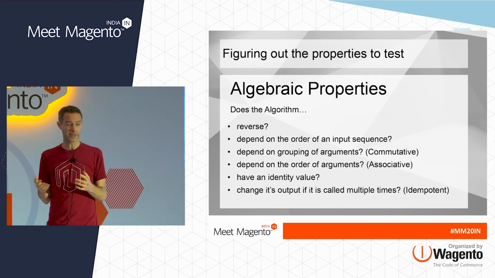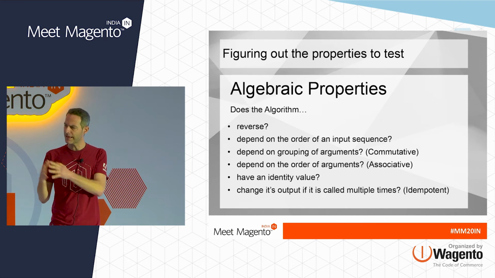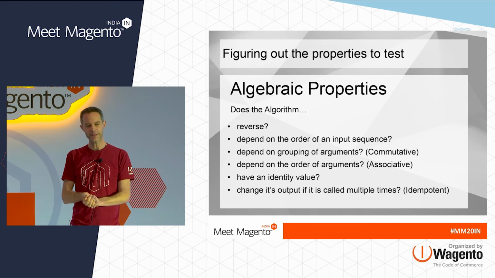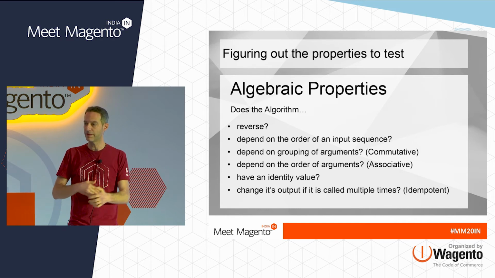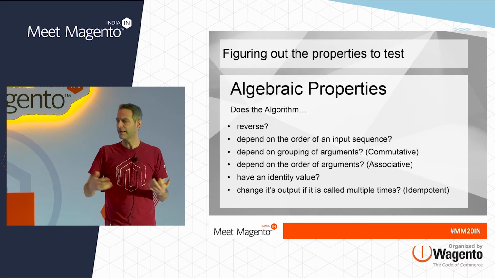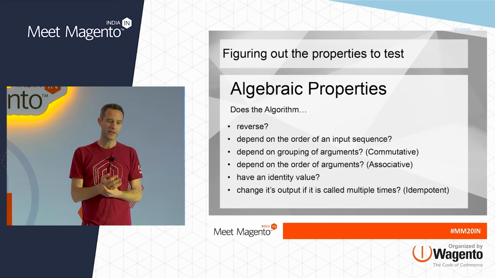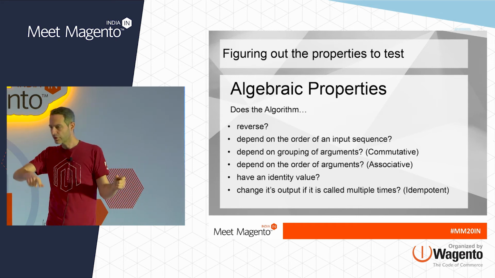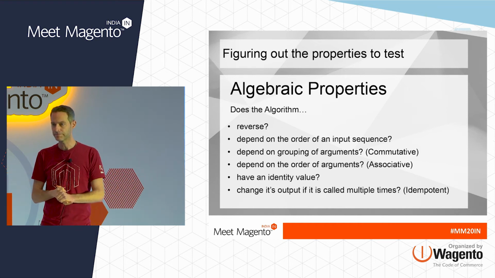Then there's possibly, if my algorithm takes an array as an input, does the output depend on the order of elements in the array? If yes, maybe there are some interesting properties there. Maybe the properties only apply if the array is in a certain structure, or it depends on the elements. But sometimes there are some interesting properties there. For example, sorting doesn't depend on it. Then I can take the input array, sort it, and then I can also sort the reverse of the input array, and the result still should be the same, right? That would be a nice property.